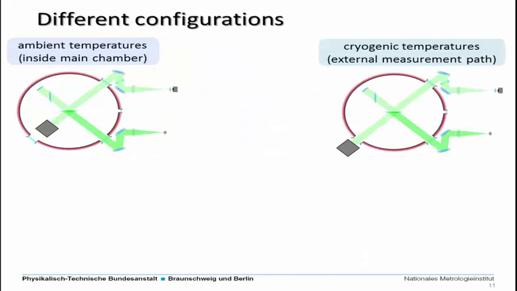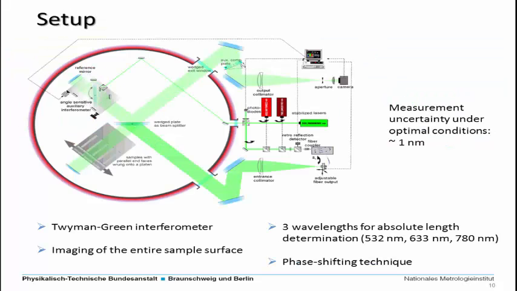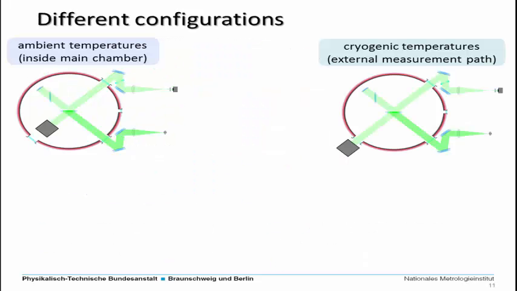Currently we are applying different configurations of the setup. The first one is for ambient temperatures inside the main chamber. This is what you have seen on the slide before. Here we have this translation stage for several samples. But we also have an external measurement path outside the actual vacuum chamber for measuring at cryogenic temperatures. In this external measurement module we can reduce the temperature down to 7 Kelvin and measure up to ambient temperatures.